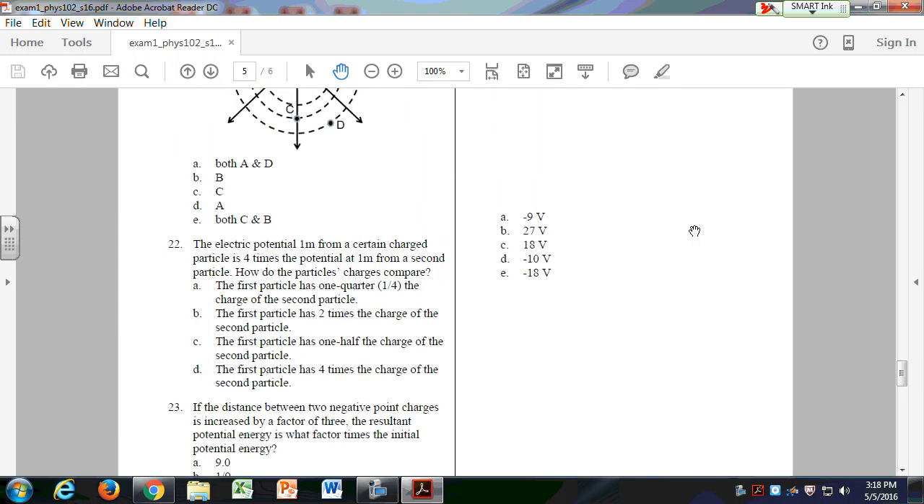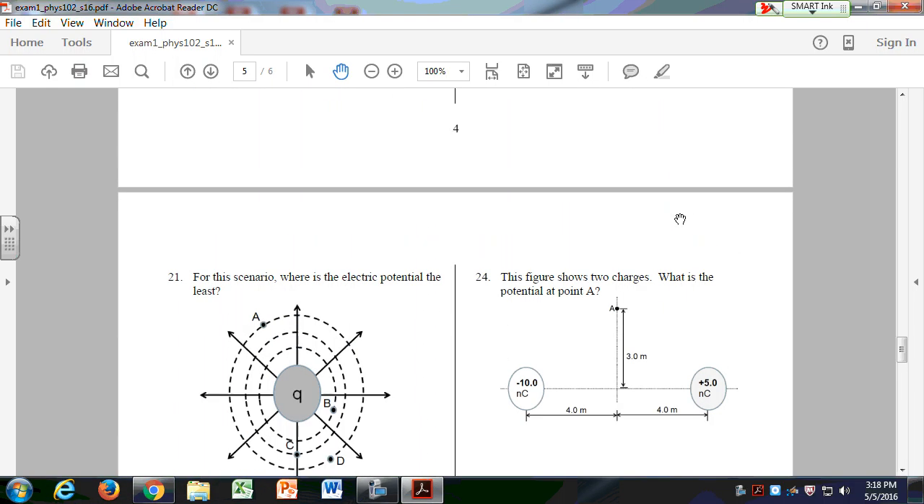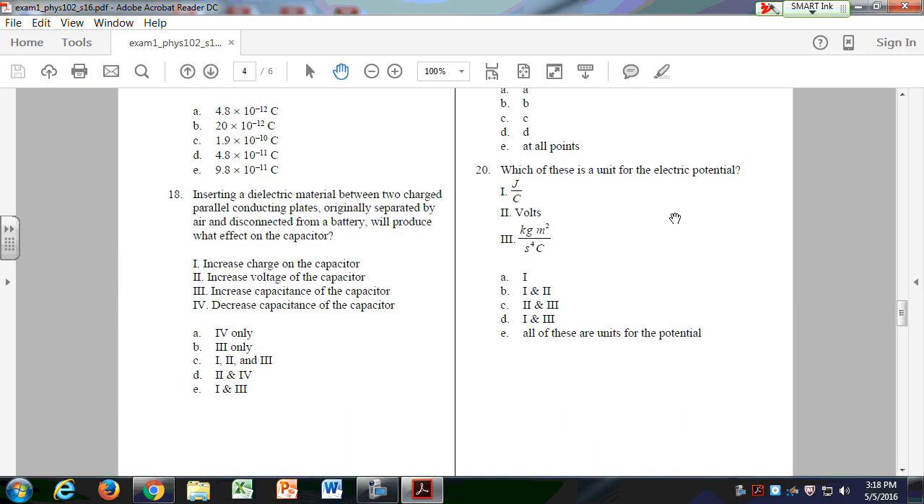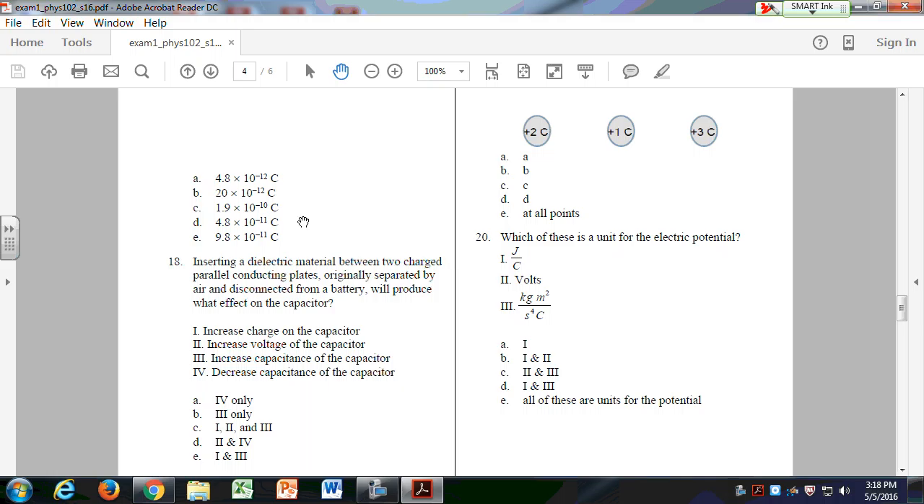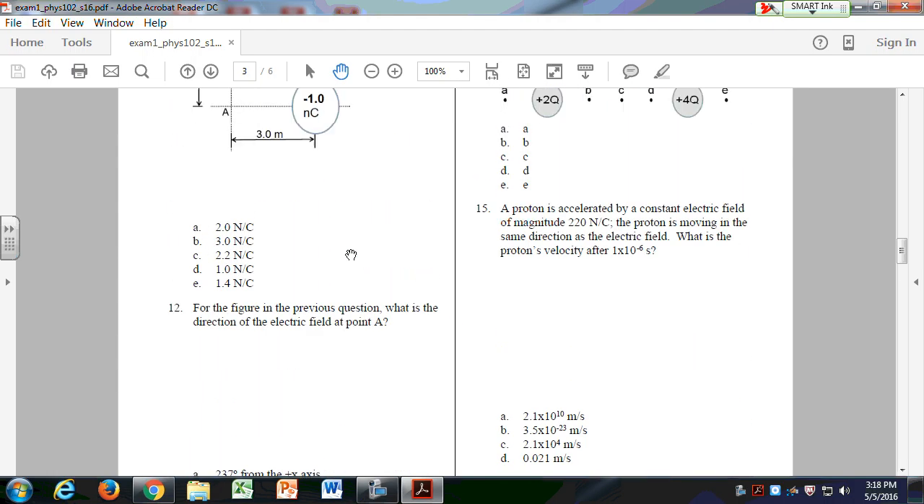What else on this test? You know your field lines, your equal potential lines, what they mean, how to calculate force, field, and potential. We had a little bit of capacitor stuff on this test, about the dimensions of the capacitors and the charge on a capacitor, that kind of business. Practically every topic is covered on the final. You want to look at the next one? Okay.